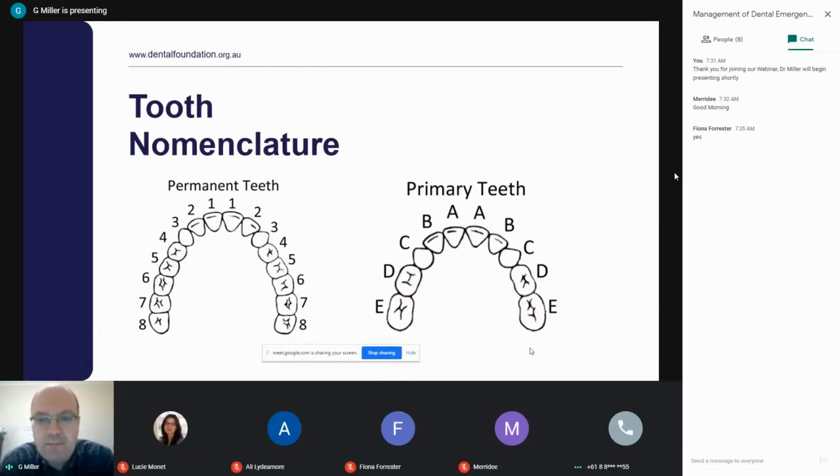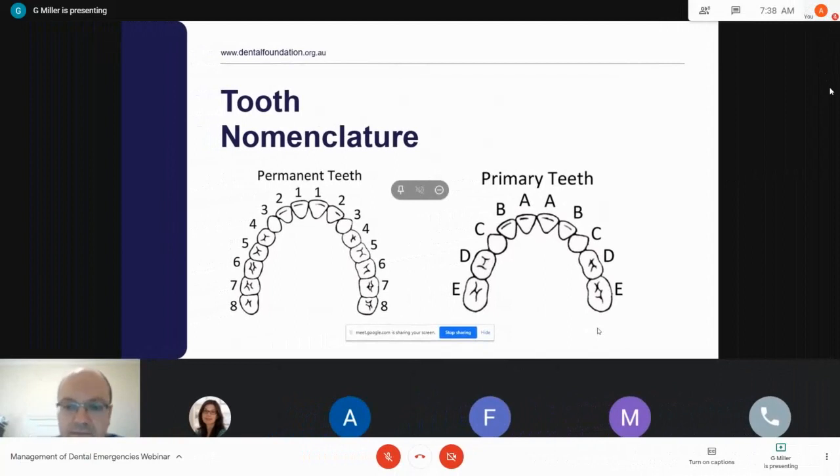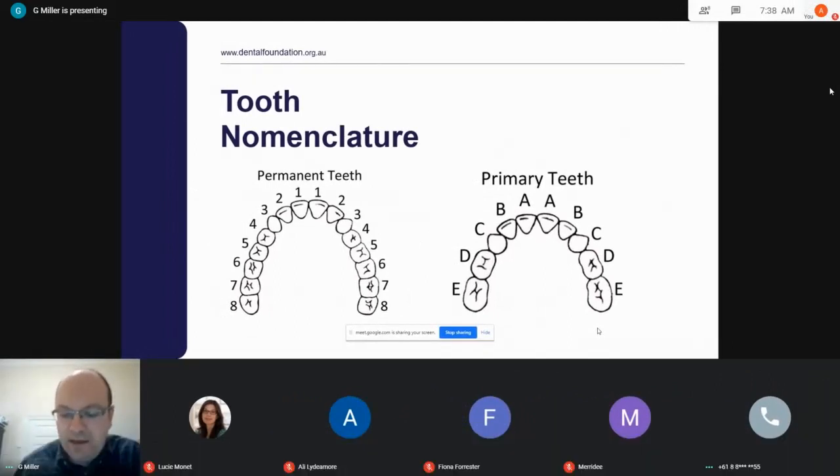In the baby or primary or deciduous teeth, we have 5 teeth in each quadrant. The quadrants are marked the 5, the 6, the 7, and the 8 for the upper right, upper left, lower left, and lower right, respectively. And they are designated by letters rather than numbers.